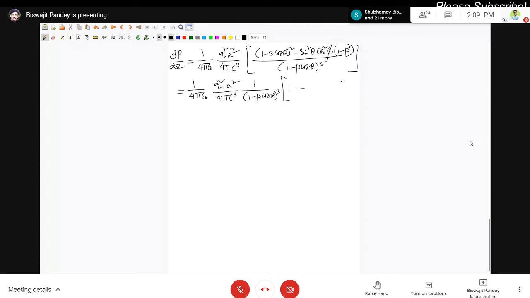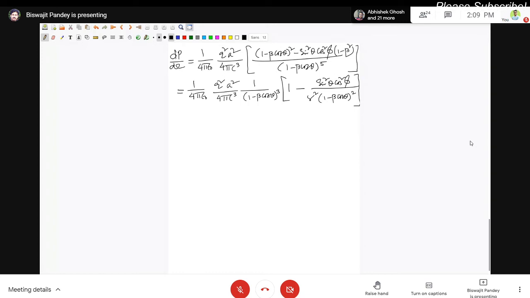1 minus, you see this is 1 minus beta square, right? This 1 minus beta square is 1 by gamma square. So I can also write sine square theta cos square phi divided by gamma square, 1 minus beta cos theta whole square. Why? Because 1 minus beta cos theta whole cube is taken common outside.